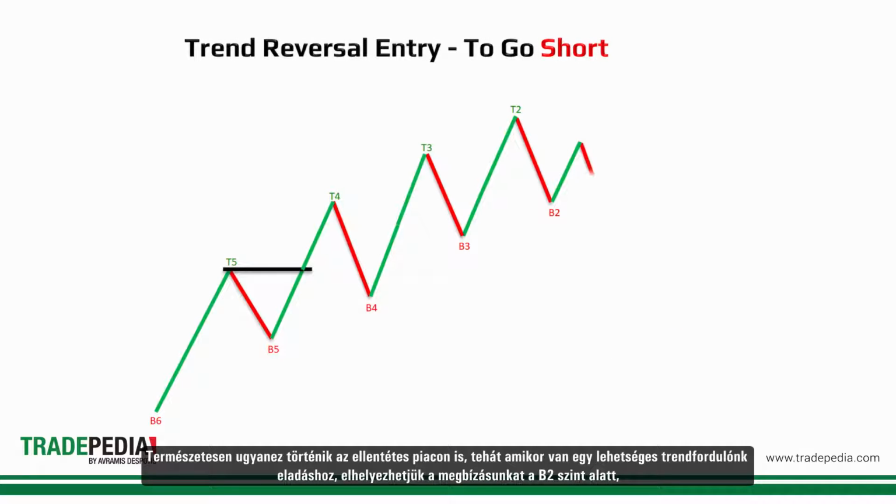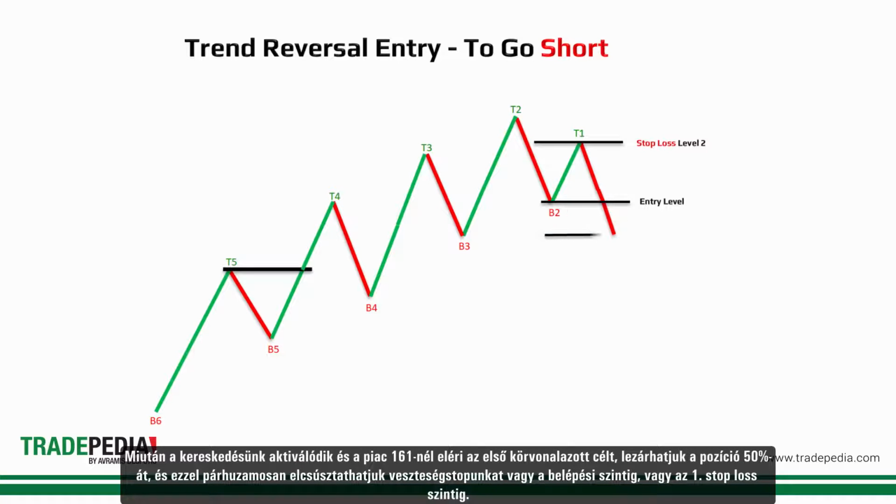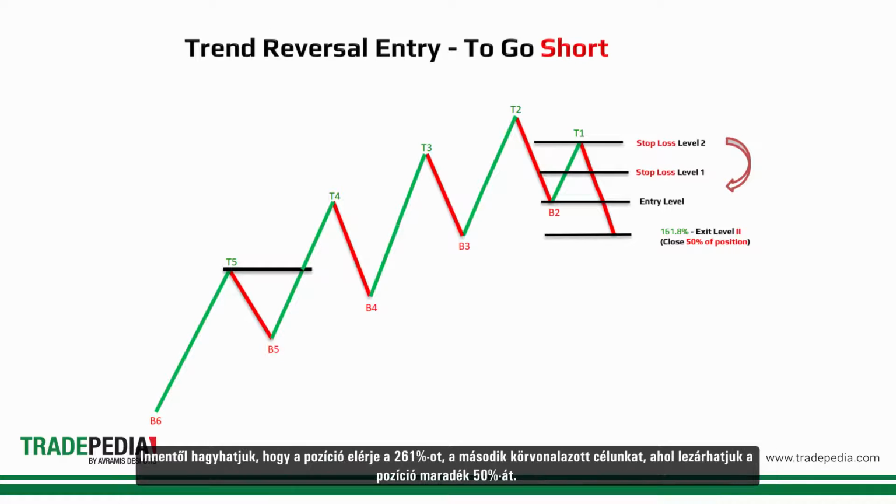The same, of course, on the opposite side of the market. So once we have a possible trend reversal to go short, we can place our order outlined below B2 at our entry level, with our original stop loss placed at stop loss level 2 above the previous top outlined at T1. Now, once our trade is activated and the market reaches the first outlined target at 161, we can close 50% of the position and at the same time trail our stop loss either to the entry level or to stop loss level 1. From there on, allowing the position to reach the 261%, our second outlined target, where we close the remaining 50% of the position.